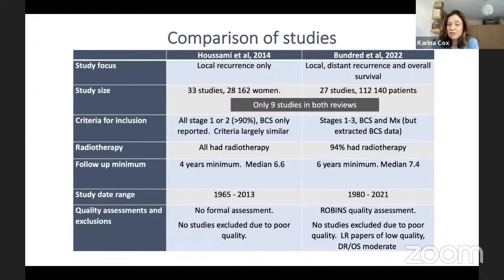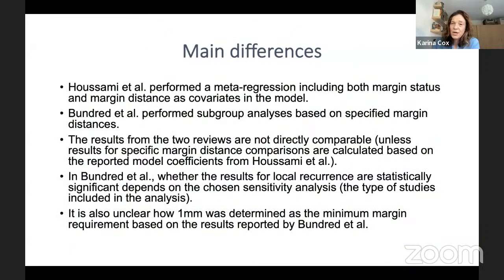And the study date range, as you can see, the Husseini review used slightly older papers, and the Bundred review used slightly newer papers, as reflected by the publication date of last year. They also did some quality assessments. There were no formal quality assessments in the Husseini review, but there were quality assessments in the Bundred review.